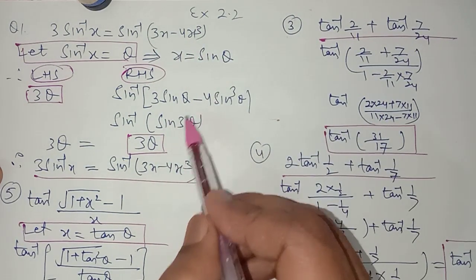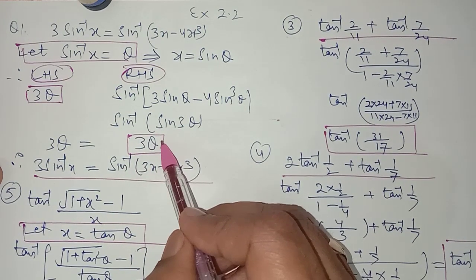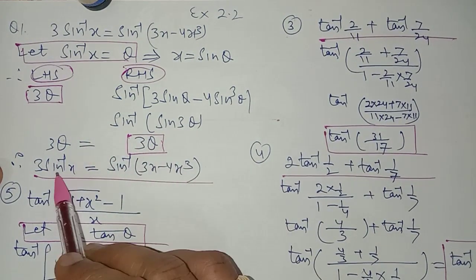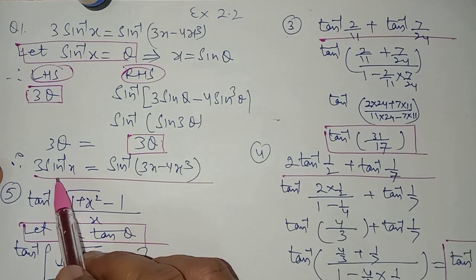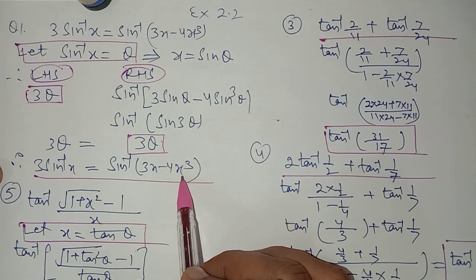And this is the formula for sine 3 theta. So, sine inverse sine 3 theta is equal to 3 theta. So, they are equal to each other. Therefore, we can say that 3 sine inverse x is equal to sine inverse 3x minus 4x cube.